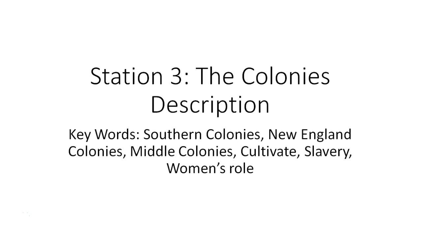Okay, so we're going to talk about the 13 original colony regions. There were 3 of them. You can see those in keywords: Southern colonies, New England colonies, and the Middle colonies. Those are the 3 regions. We're going to learn about the similarities and the differences and how they interacted. Some other keywords we're going to use are cultivate, slavery, and women's role. So we're going to get started on the colonies description in Station 3.